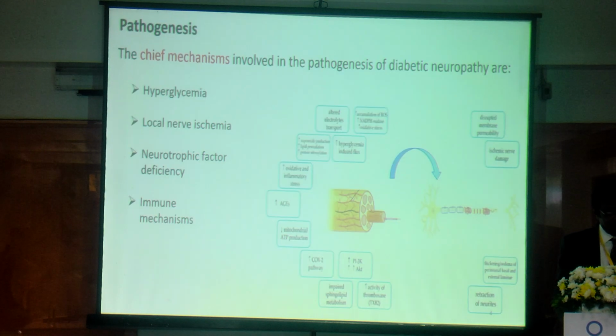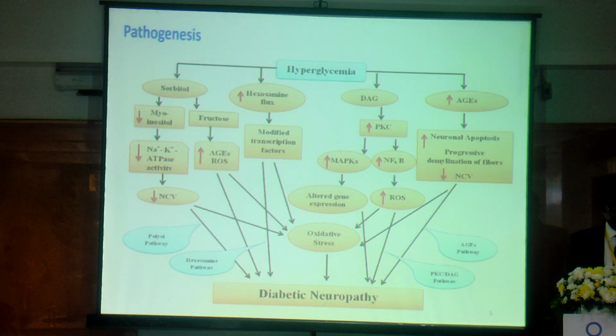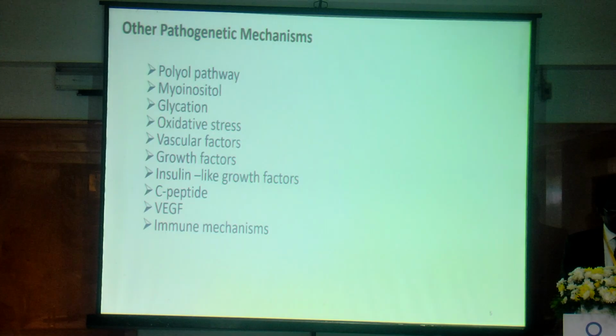The chief mechanisms involved in the pathogenesis are hyperglycemia, local nerve ischemia, neurotrophic factor deficiency, and the immune mechanisms. So many factors. The pathways mainly involved are the sorbitol pathway, hexosamine pathway, and the diacylglycerol pathway, with an increase in advanced glycated end products. Also decreased myoinositol pathway and decreased sodium potassium ATPase activity. All this contributes to diabetic neuropathy in a bigger way. Let us see one by one.